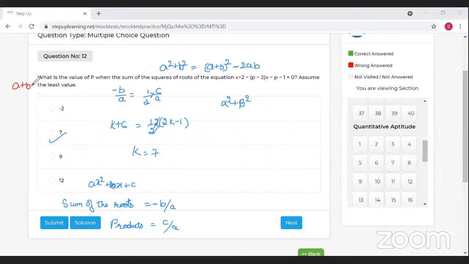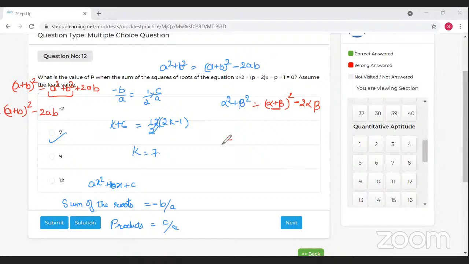(a + b) whole square is equal to a square plus b square plus 2ab. So a square plus b square will be equal to (a + b) whole square minus 2ab. Right, so this will be (alpha + beta) whole square minus 2 alpha beta. So do we have addition of this?